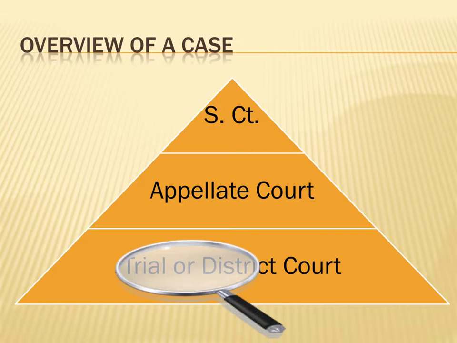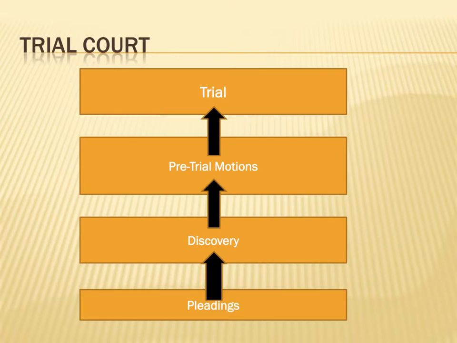But what I'd like to take a look at right now is the bottom level, or the trial court, and what happens in it. After you've spoken to your client and you realize you have a valid cause of action, you would file a complaint. A complaint is a type of pleading. The complaint and then the answer to the complaint are what we call pleadings.